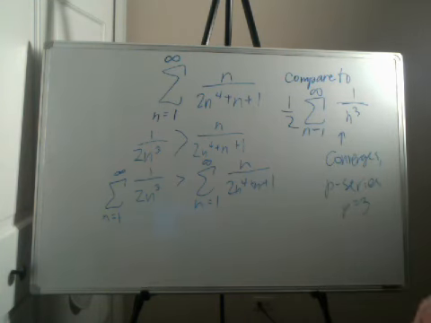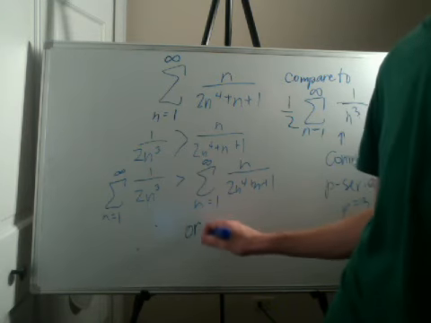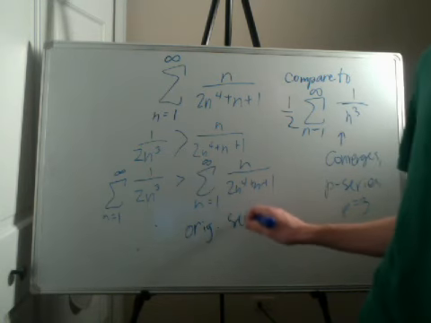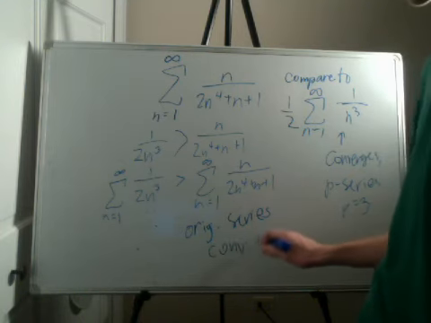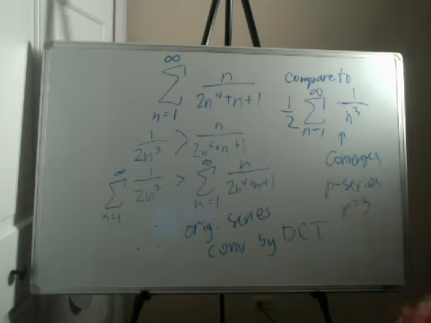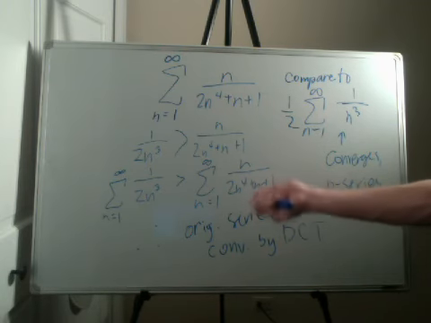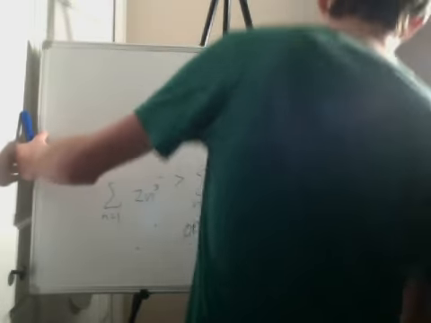So basically you can just say here, therefore, original series converges by DCT, direct comparison test, because you're directly comparing your series to another series, and for that reason you're using direct comparison tests.